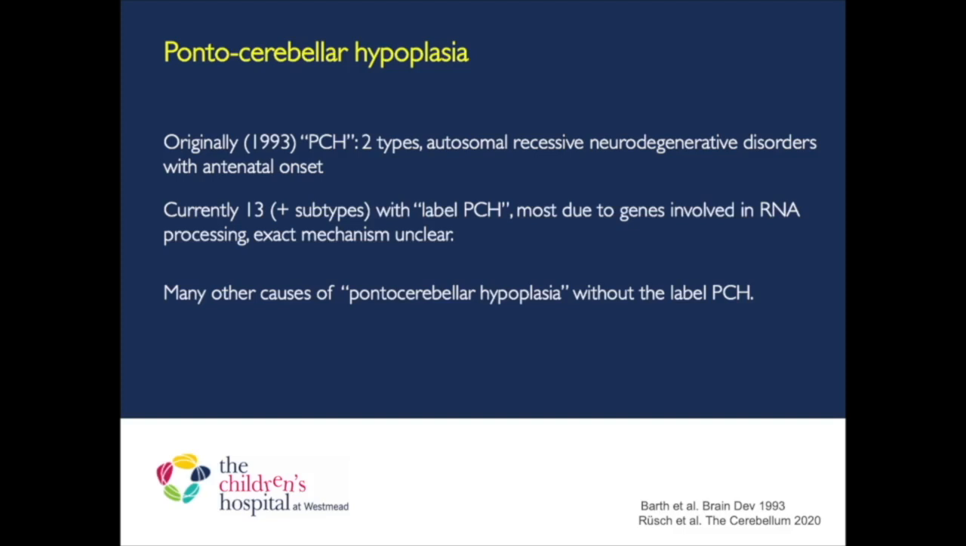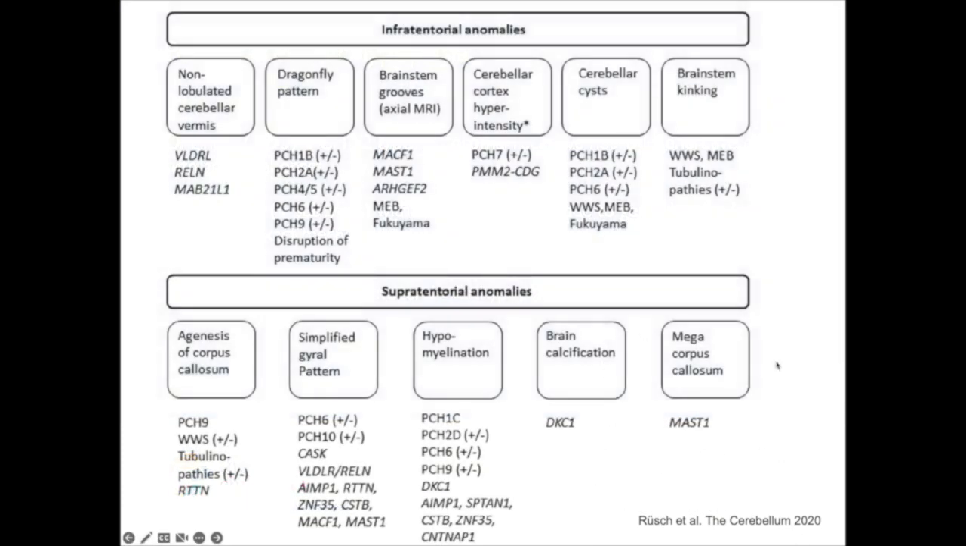Most pontocerebellar hyperplasias that we have defined, and there's currently 13 plus subtypes that have this label PCH, are neurodegenerative disorders, but some of them are also static. And then we have other causes that have a pontocerebellar hyperplasia phenotype and that don't have the label of PCH. I find this quite a helpful little graph that shows the associated infratentorial and supratentorial abnormalities.